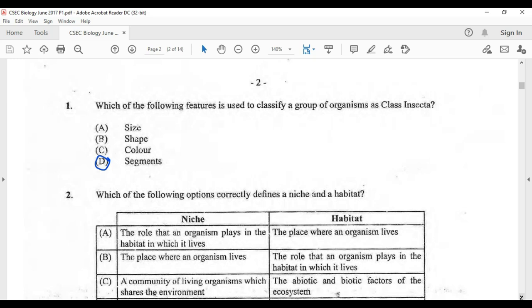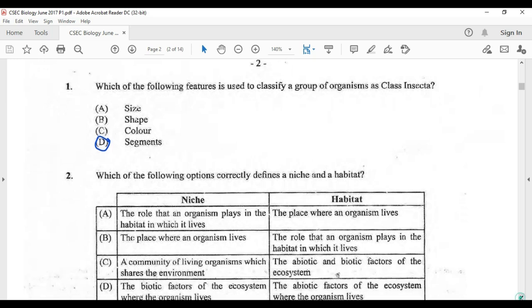Question number two, which of the following options correctly defines the terms niche and habitat? Niche is pretty much the role of the organism in the ecosystem, what it does, where it belongs, what it eats, that type of thing. And habitat is where the organism is found or lives. So here it might be very easy for us to figure this one out.